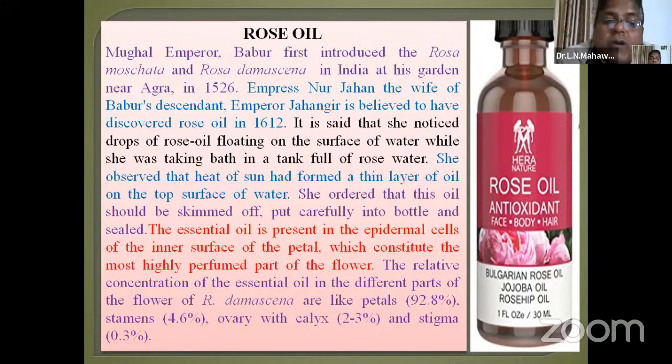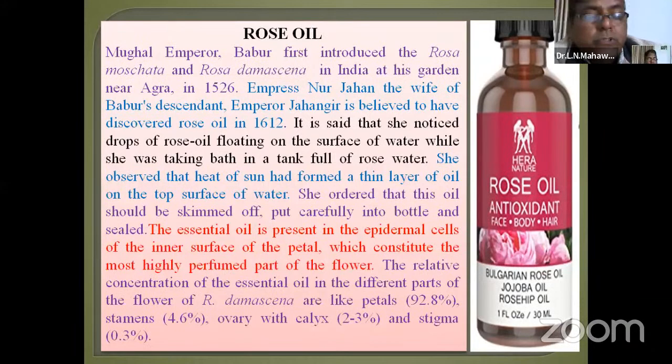So the relative concentration of the essential oil in the different parts of the flower of Rosa damascena, also known as Cheti Rose in our local language, and various varieties are available like Noor Jahan, Jwala, Himroj, is as follows: 92.8% in petals, followed by stamen 4.6%, ovary with calyx 2-3%, and stigma contains oil only 0.3%.